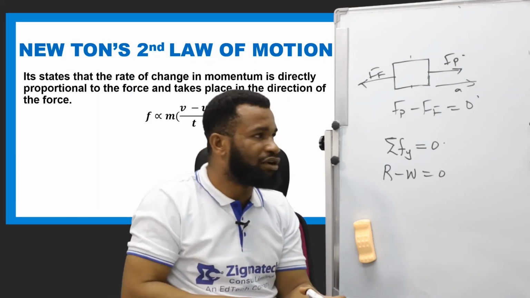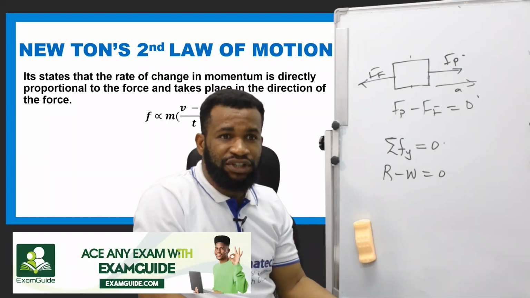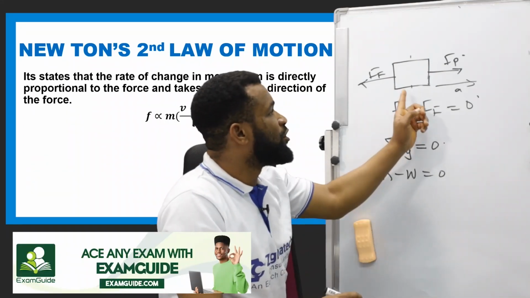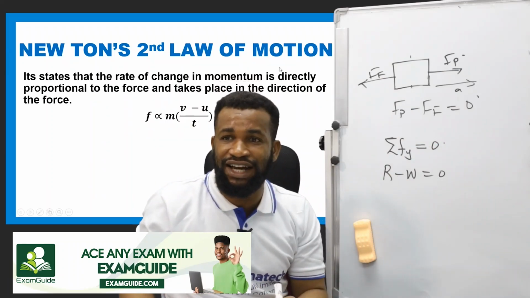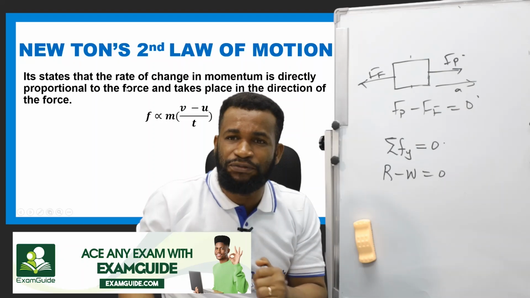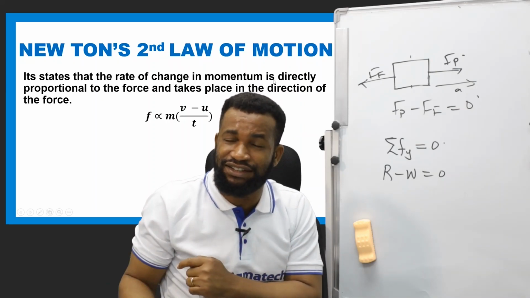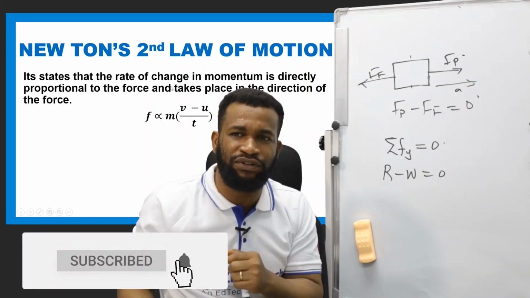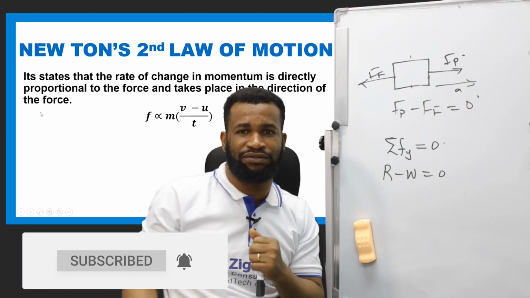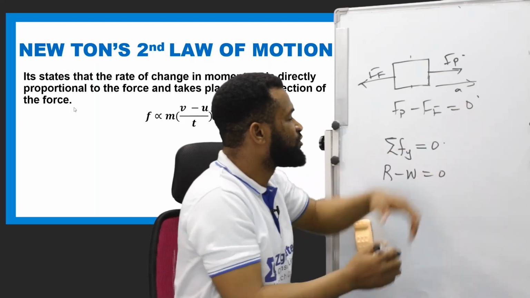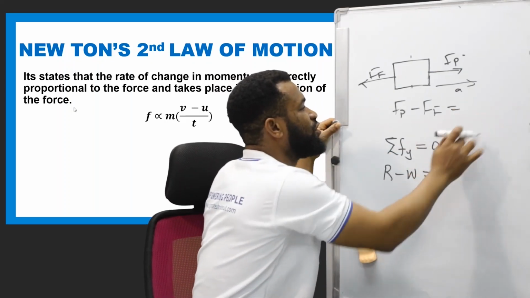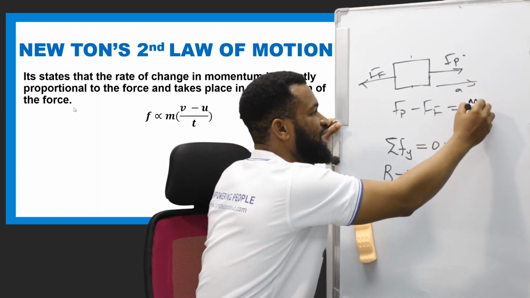However, in the second law, something different happens. It happens because the body must be moving. That means the body must have been moving. And that is why he stated here that the change in momentum is directly proportional to the force and takes place in the direction of the force. That means there is a movement. And that movement is in such a way that this is not going to be equal to 0, because there is going to be a net force.